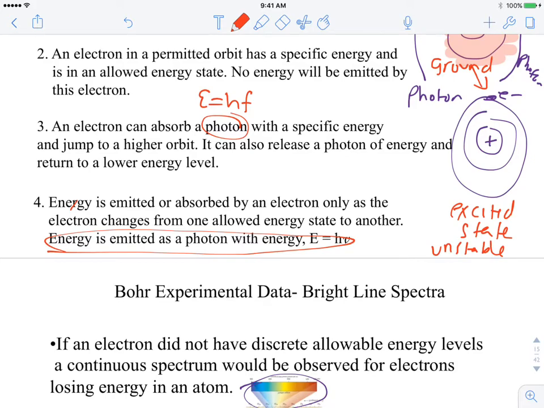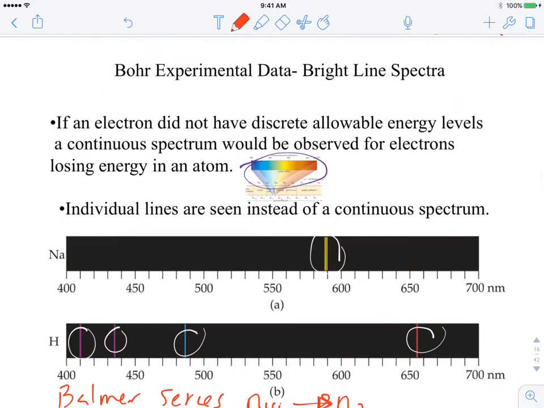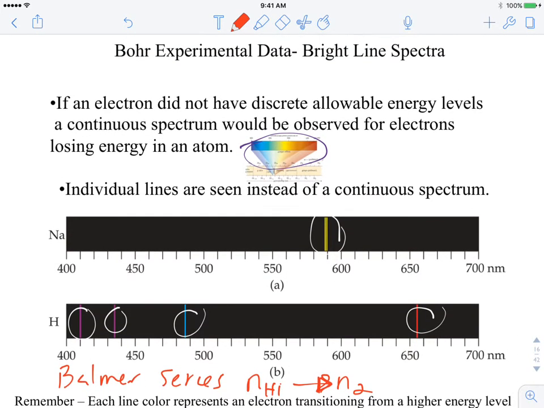Now, what did Bohr's data actually look like? Well, this shows you down here what Bohr's data actually looked like. Instead of having some sort of continuous spectrum where the electron would just be spiraling into the nucleus, what we see is that there are unique individual lines that are created when the electron moves from the ground state to the excited state and back to the ground state. And that's really important to understand.